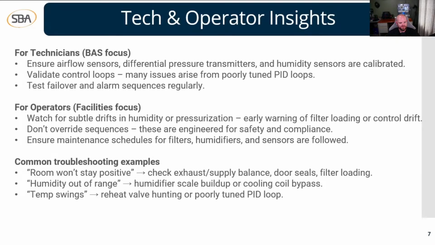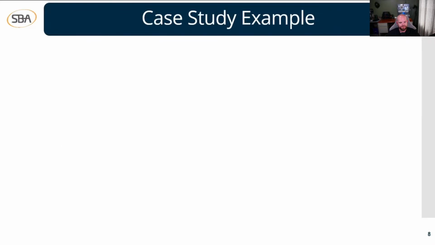Then the last thing here for our troubleshooting examples would be our temperature swings. If we're having major temperature swings in our rooms, we need to make sure that our reheat valve isn't hunting, so it's not just opening, closing, modulating back and forth and back and forth. And then make sure that we don't have a poorly tuned PID loop. So make sure that our PID loops are tuned well and operating right. Okay, so those are just some common troubleshooting examples I would run through with some common problems we may see.